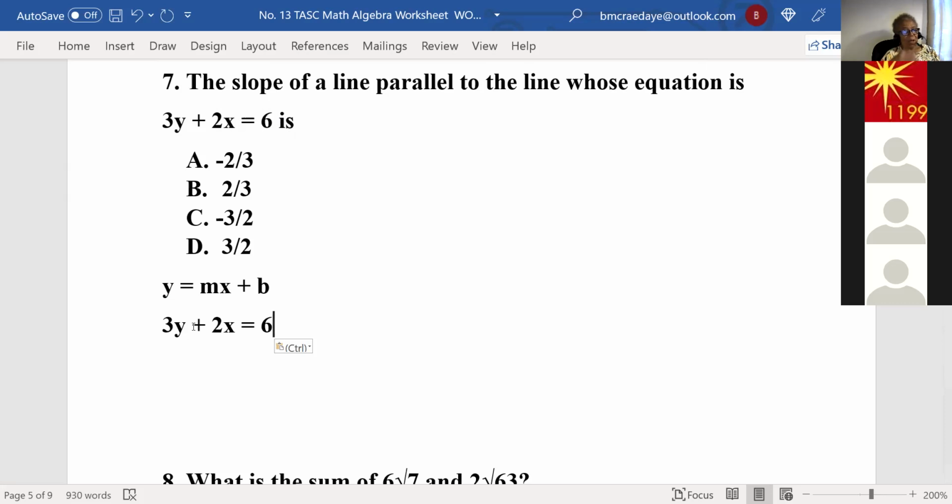Yes, Miss Barbara. Okay, so we want to take this equation because if it's parallel, that means the slopes are equal. So we want to take this equation and find what the slope is. Now the slope is the m, the coefficient of the x. So m equals slope. Now, we said y equals mx plus b.